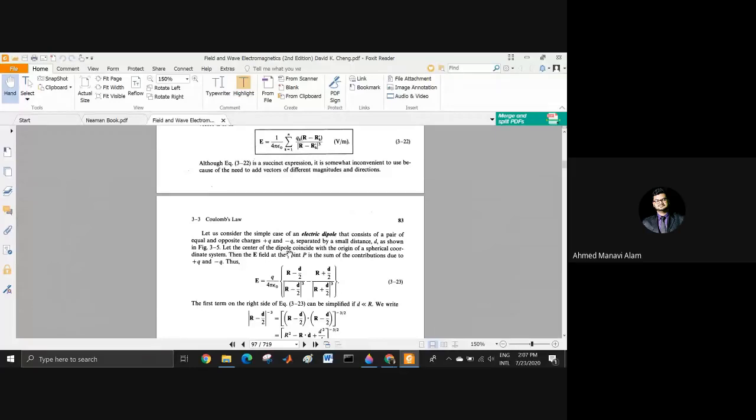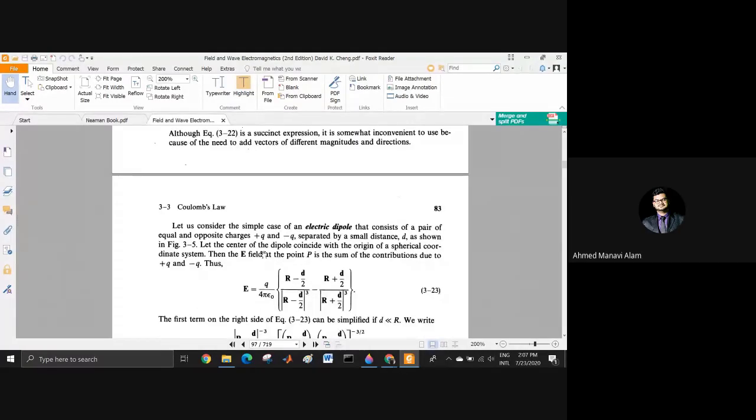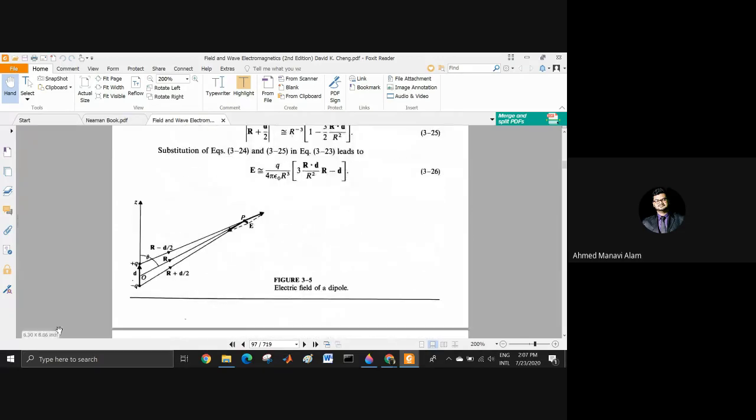Let the center of the dipole, এই যে দেখেন, let the center of the dipole, means a plus q, minus q, দুইটা charge opposite and the distance very small. Let the center of the dipole coincide with the origin of a spherical coordinate system. Then the electric field, মানে এগুলা ধরে নিছে, these things are taken. So from this distance to the p distance is r.